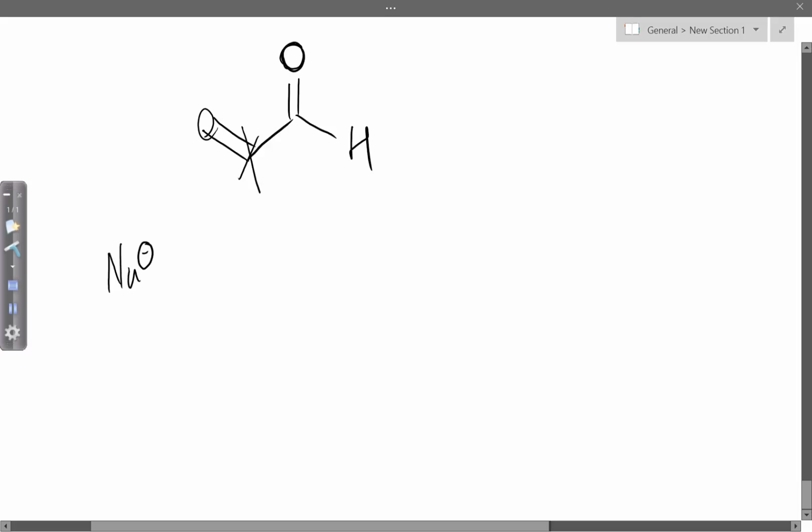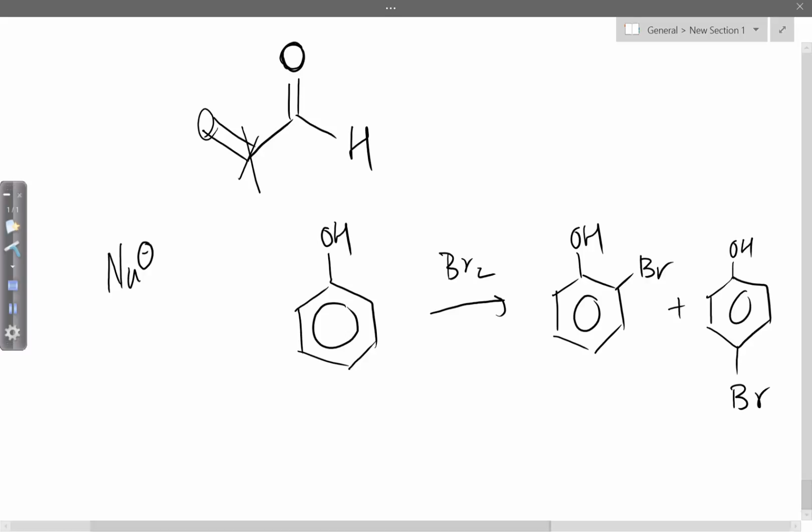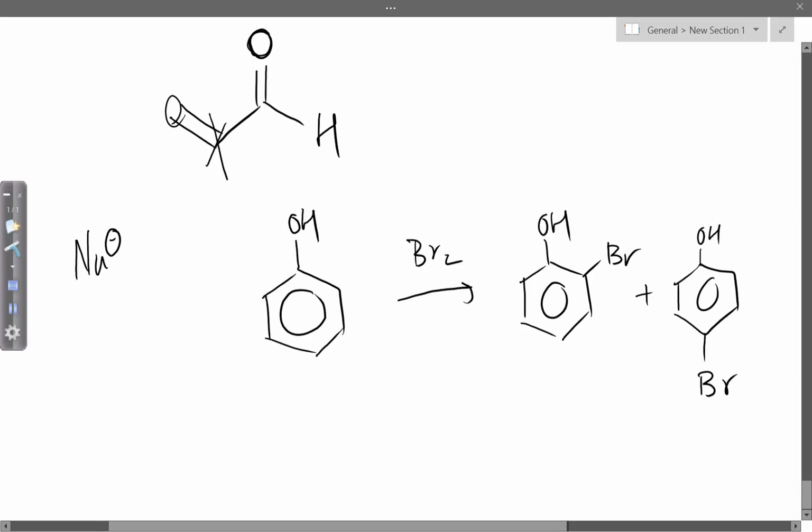And in the chapter on arenes, you'll learn this reaction, where you have what we call phenol. If you react phenol with Br2, you will get a mixture of products, where the Br can be here, or here. Now the question is, why can the Br not be here? It doesn't make sense, right? As of now.